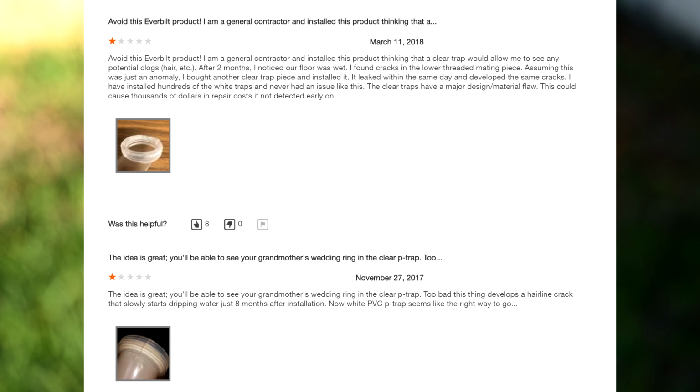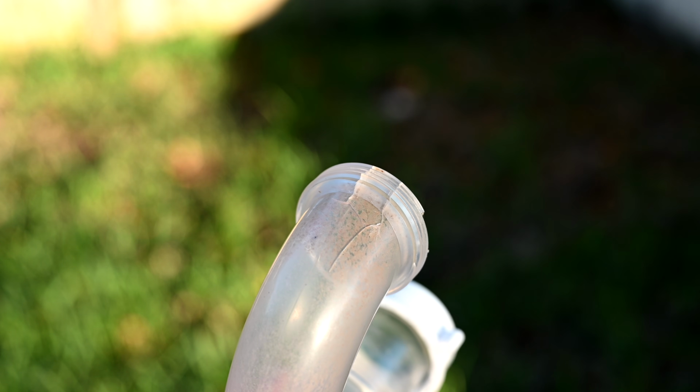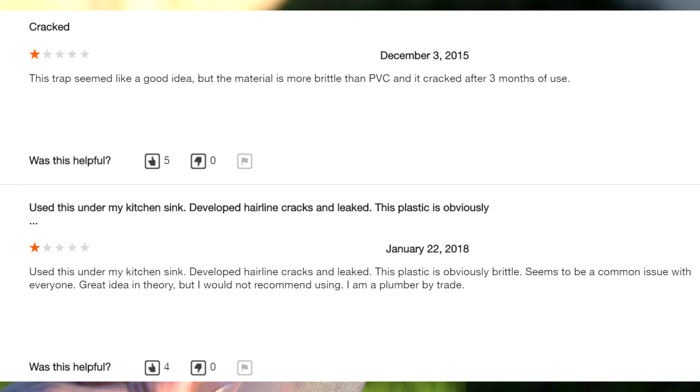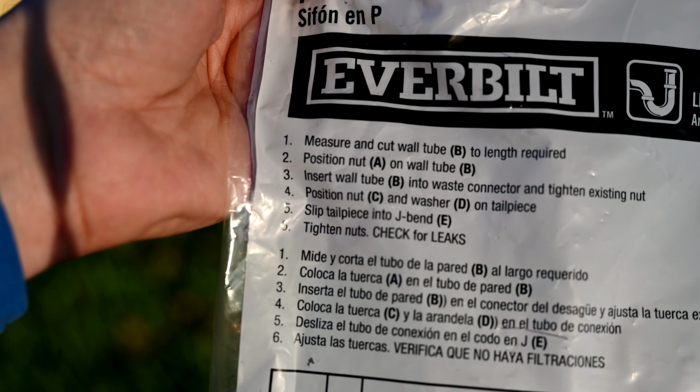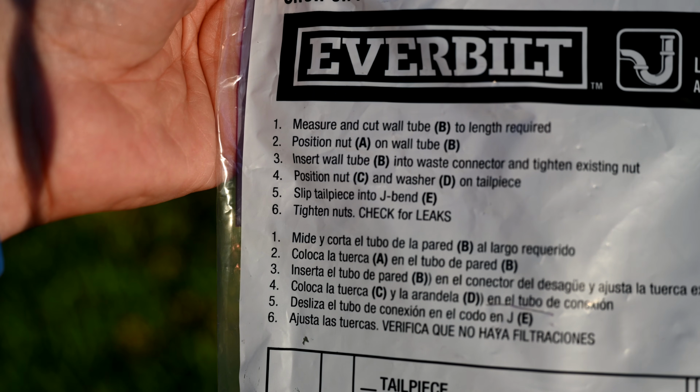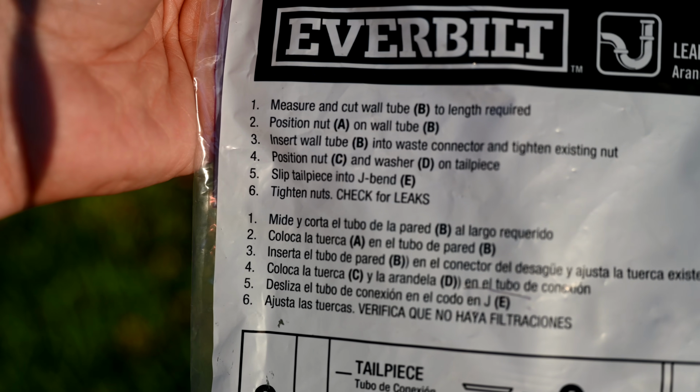And I know the company looks like they went in and replied to some people and said, oh, well, you know, if you tighten it too much, you're going to have problems. You know, we're not tightening too much. We're just making them snug. So even their instructions right here, you see it right there on number 6, it says tighten nuts. They're not very specific about it.